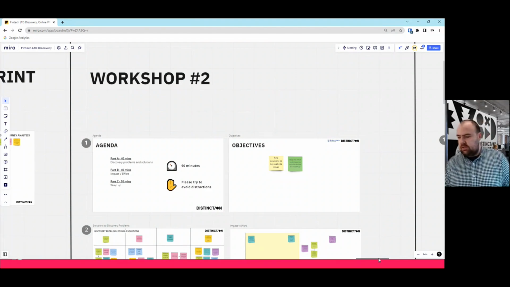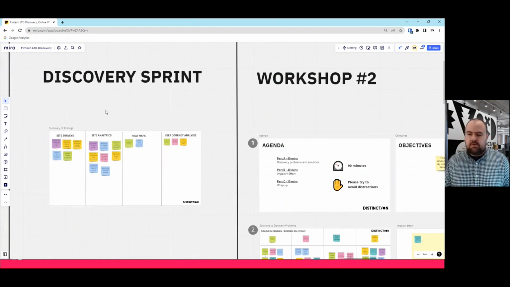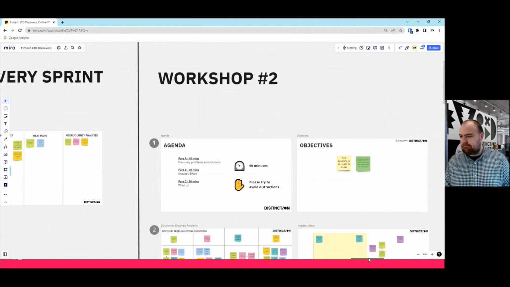The other thing I'd mention briefly while we're here is that if you were in your own company, you could do the discovery sprint before you start the sessions. That's an option as well. So there's lots of ways you can go about this.